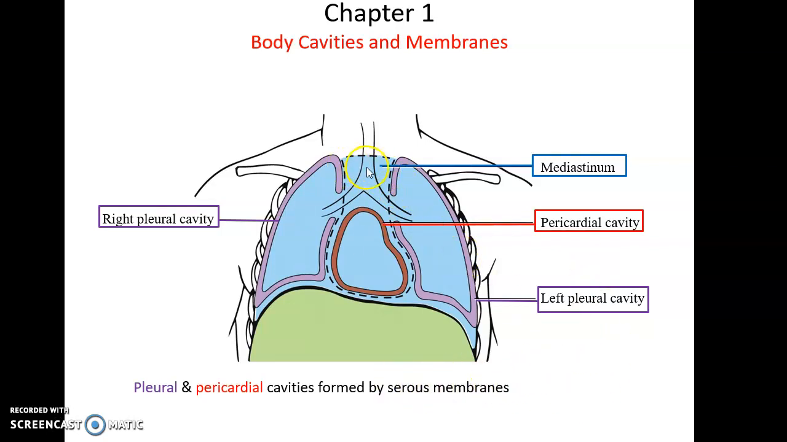And then finally, the 4th cavity is the space between the lungs, the space between the pleural cavities, and that is called the mediastinum. So this means the heart could be said to be in 3 cavities. It's in the thoracic cavity, it's in the pericardial cavity, and it is within the mediastinum.